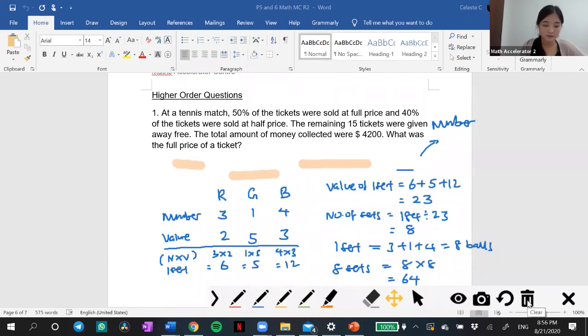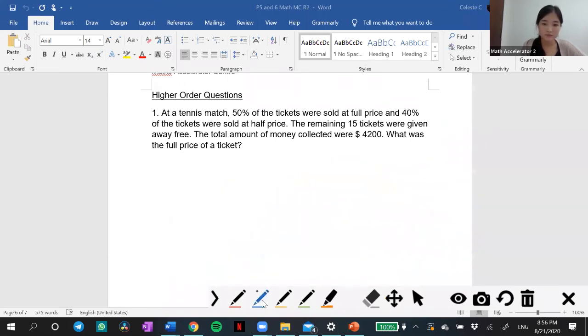Question 1. So at a tennis match, 50% of the tickets were sold at full price. Okay, so can you underline full price here? And 40% of the tickets were sold at half price. The remaining 15 tickets, underline remaining, were given away free. So underline free also. The total amount of money collected were $4,200. What was the full price of a ticket? So you're asking you for the full price.